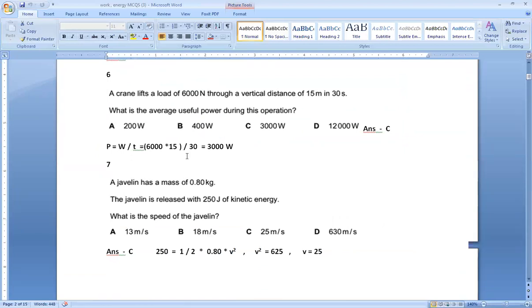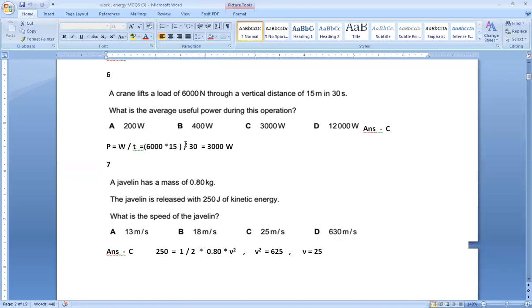Number 6 says a crane lifts a load of 6,000 Newton through a vertical distance of 15 meters in 30 seconds. What is average useful power during this operation? Again, for power, we use work done divided by time.